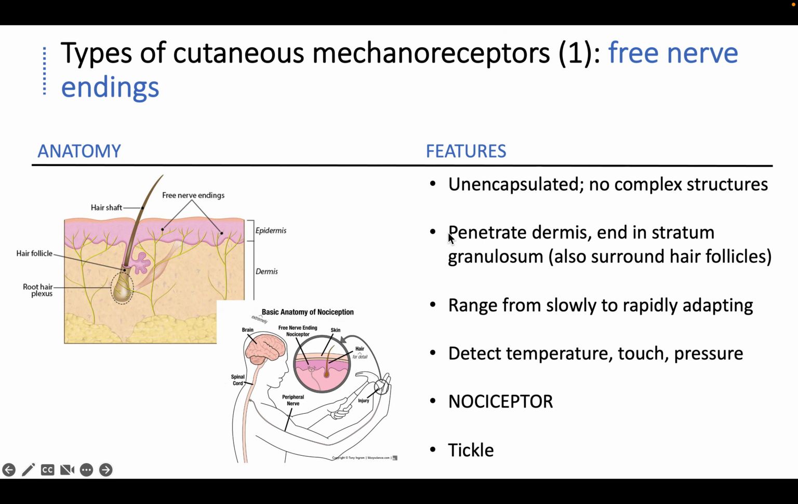Okay. So we're going to stop here, and we will pick up with the next part, talking about specific types of sensory mechanoreceptors.